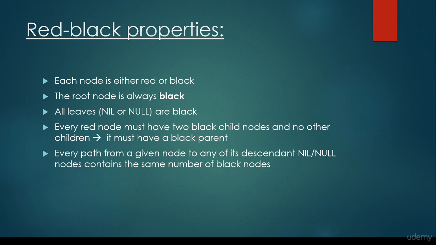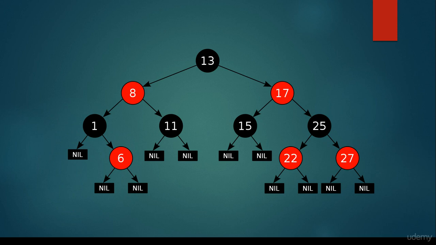node must have 2 black child nodes and no other children. So it means as well that it must have a black parent. So as you can see, every red node has exactly 2 black children. So for example, the node 8 has a left child 1 and the right child 11. Both of them are black. For example, the 19 has 2 children, the 15 and the 25. Both of them are black.